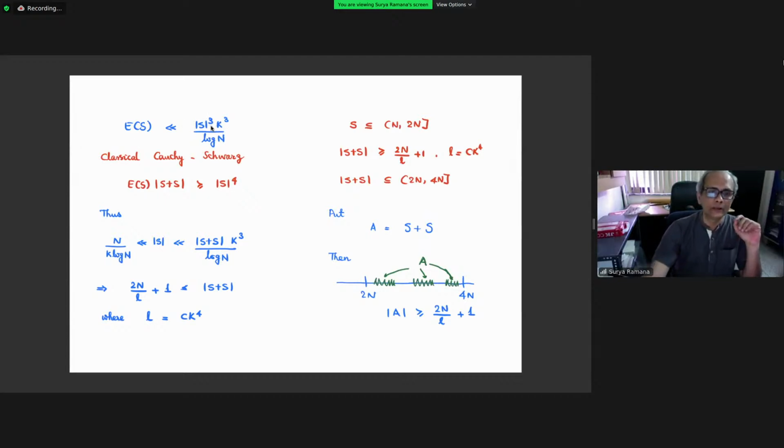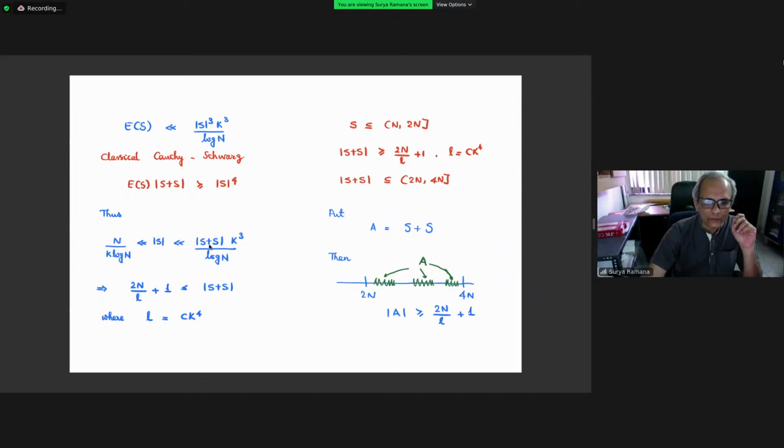So if you plug in the bound that I wrote down above into this Cauchy-Schwarz application, and recall that S has at least 1 by k of the total number of primes, then you cancel the |S| cubed and you get a cardinality of S plus S of at least n by k log n, times k cubed.